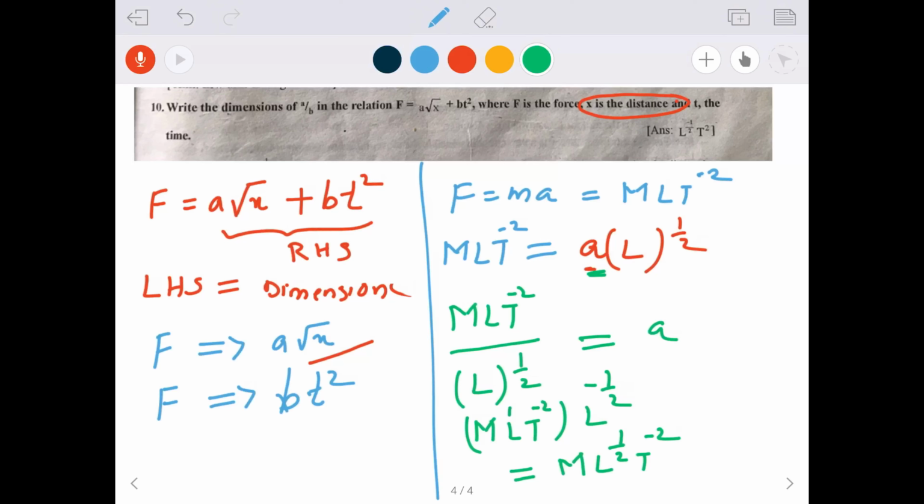So [M][L]^(1/2)[T]^(-2) is the dimension of A. But in the question they have asked us to find the dimension of A by B. So that means we want to find the dimension of B also. Here in this equation I will substitute, that is F is equal to B t square.